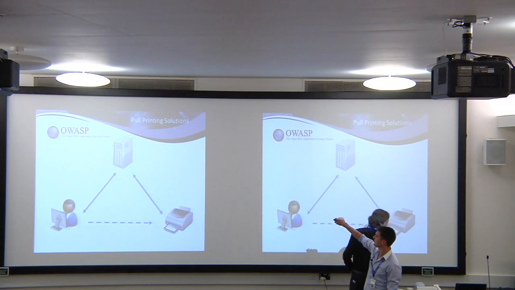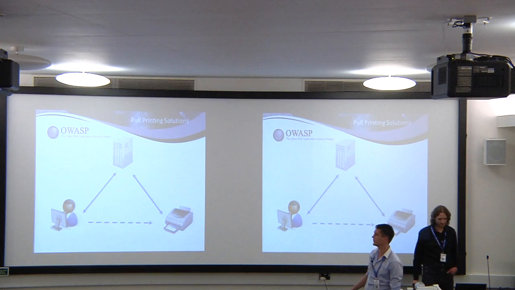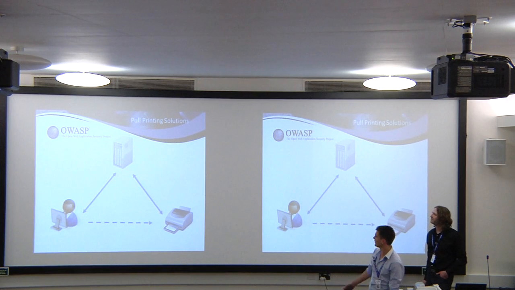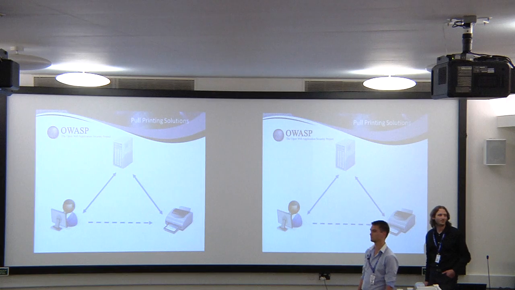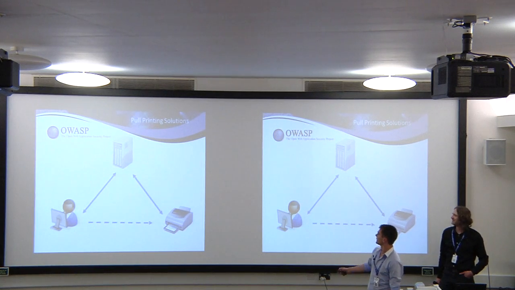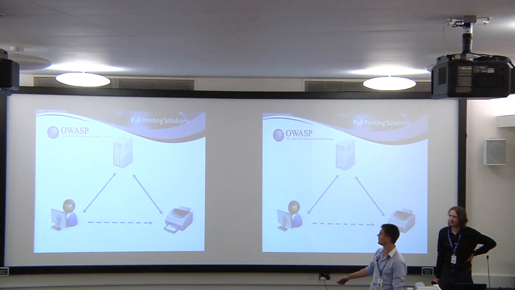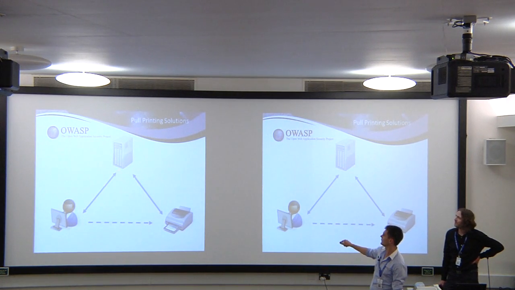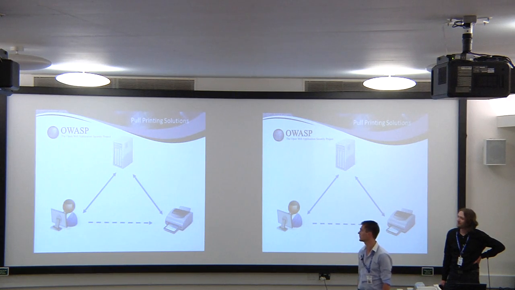The user sends the file to the server. It's held in a print queue. Then he walks to the printer, because there are many printers in the building. He authenticates there, for example, with a card swipe or just by typing a password. Then the printer sends some requests to the server to collect the print job from the print queue. It's released by the server. The files go this way. And maybe later there is some communication to send information about charging for this action.